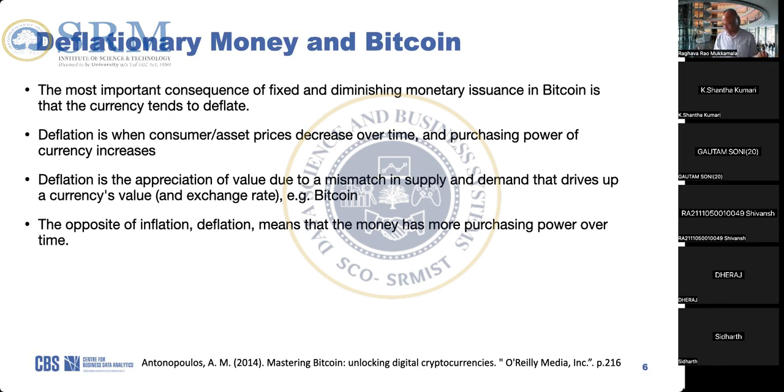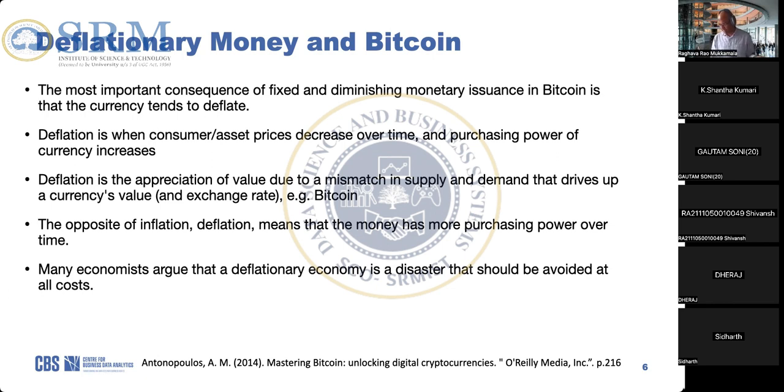So deflation is the opposite phenomenon. It means that the purchasing power of the money actually increases. Is it not a good phenomenon? Definitely, it's not a good phenomenon, because many economists suggest that a deflationary economy is a disaster, so it should be avoided at all costs. Inflation is a slow poison kind of thing, so your money loses value over the years. But on the other hand, deflation can lead to a huge financial crisis.